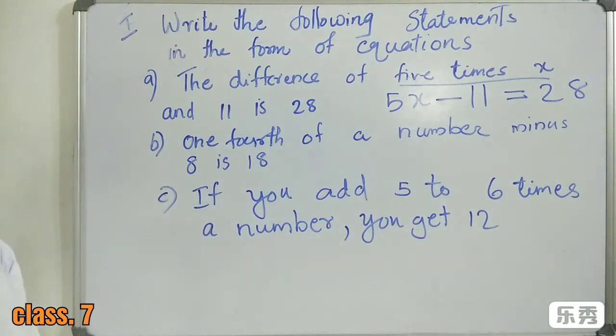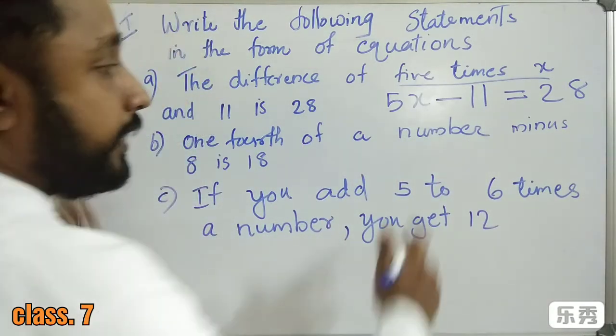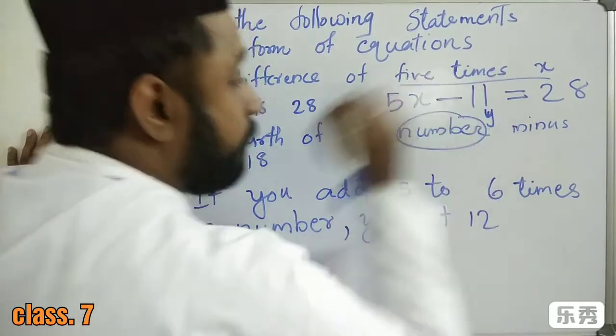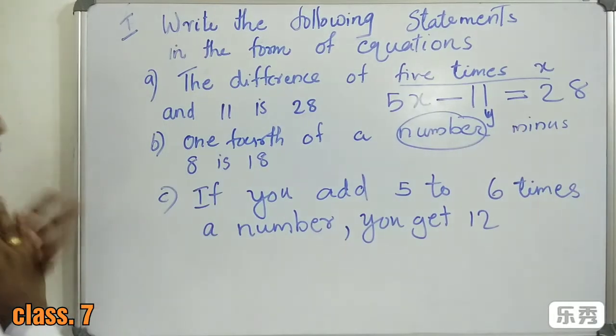Second question: 1/4 of a number minus 8 is 8. 1/4 of a number. We don't know the number, so I am going to take the number as y. So 1/4 of a number y minus 8 is 8.